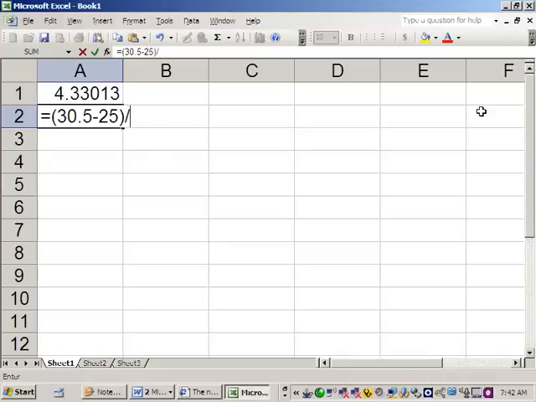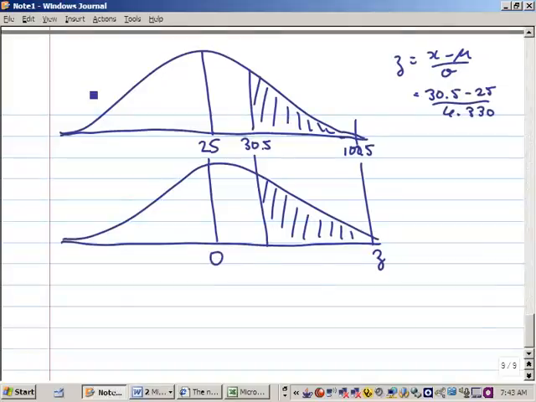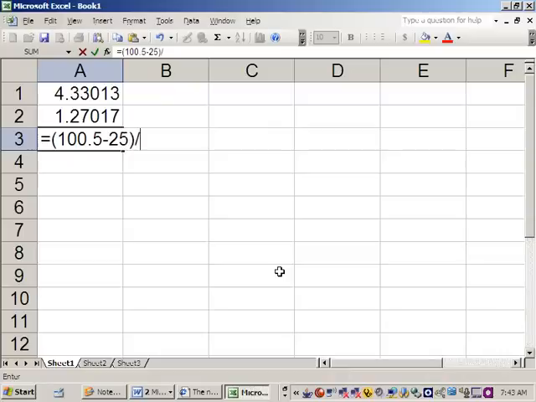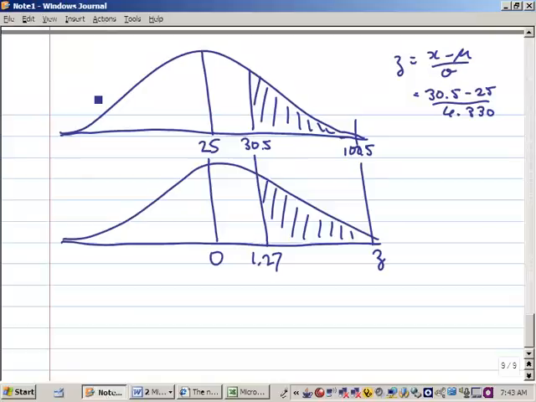Minus 25, which is approximately 5.5 divided by the standard deviation, and that's 1.27, and then 100.5 minus the mean of 25, which is 75-ish, divided by 4, which will be a large number, right? Somewhere between 15 and 20. Yeah, there we go, 17.44.